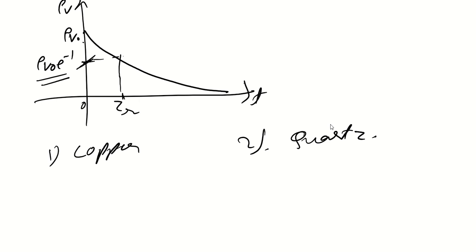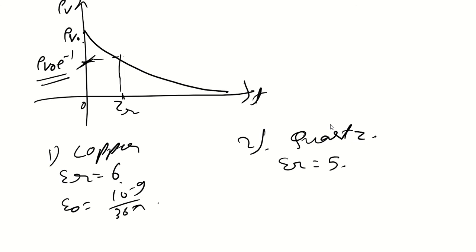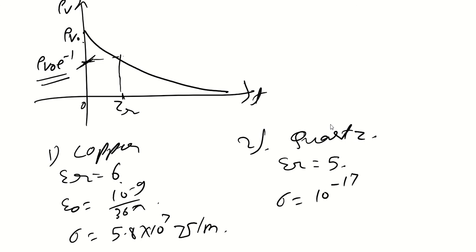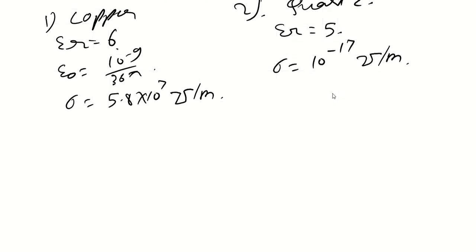So for copper we know, for example, epsilon r is, suppose, 6, and epsilon nod we can take as 10 to the power minus 9 by 36 pi. And for quartz, epsilon r we can take as 5. Sigma for copper is 5.8 into 10 to the power 7 mho per meter. Similarly, sigma for quartz will be very small, around 10 to the power minus 17 mho per meter. Understood?